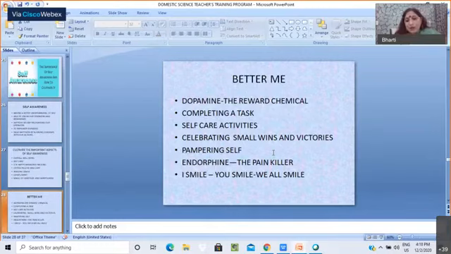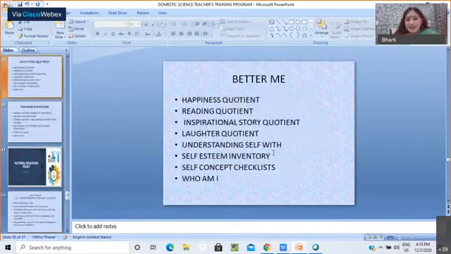So now we come to the next point, because here I was talking about the 3H theory: head, heart, and hand. And of course, how can you hack the happy hormones for a better understanding of the self? So self-care activities are very important. Celebrating small wins and victories is very important, and making a note, documenting it: that on this date, I have achieved this. It will surely boost the child's self-esteem. And as I say, I smile, you smile, and we all smile, because the positive thing is contagious. So, activities quotient.